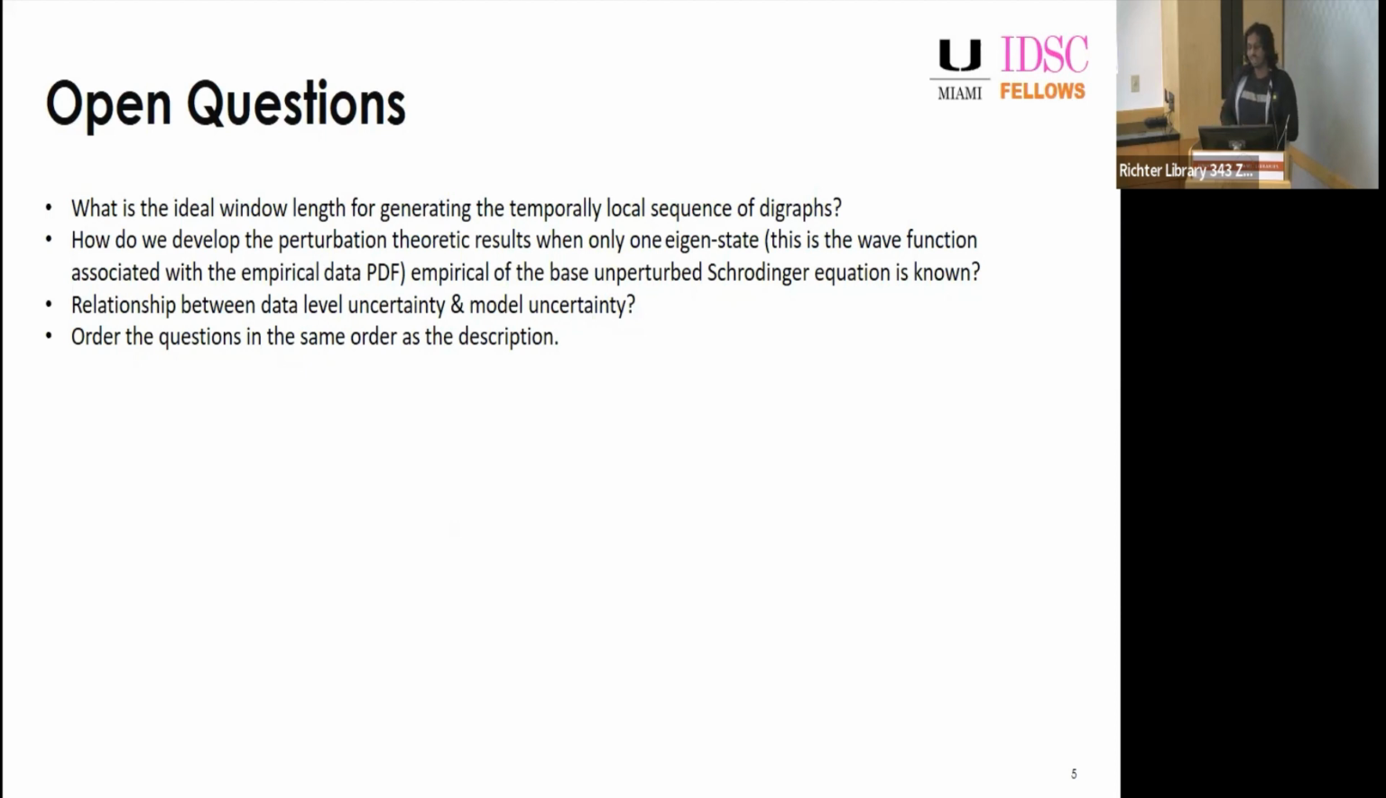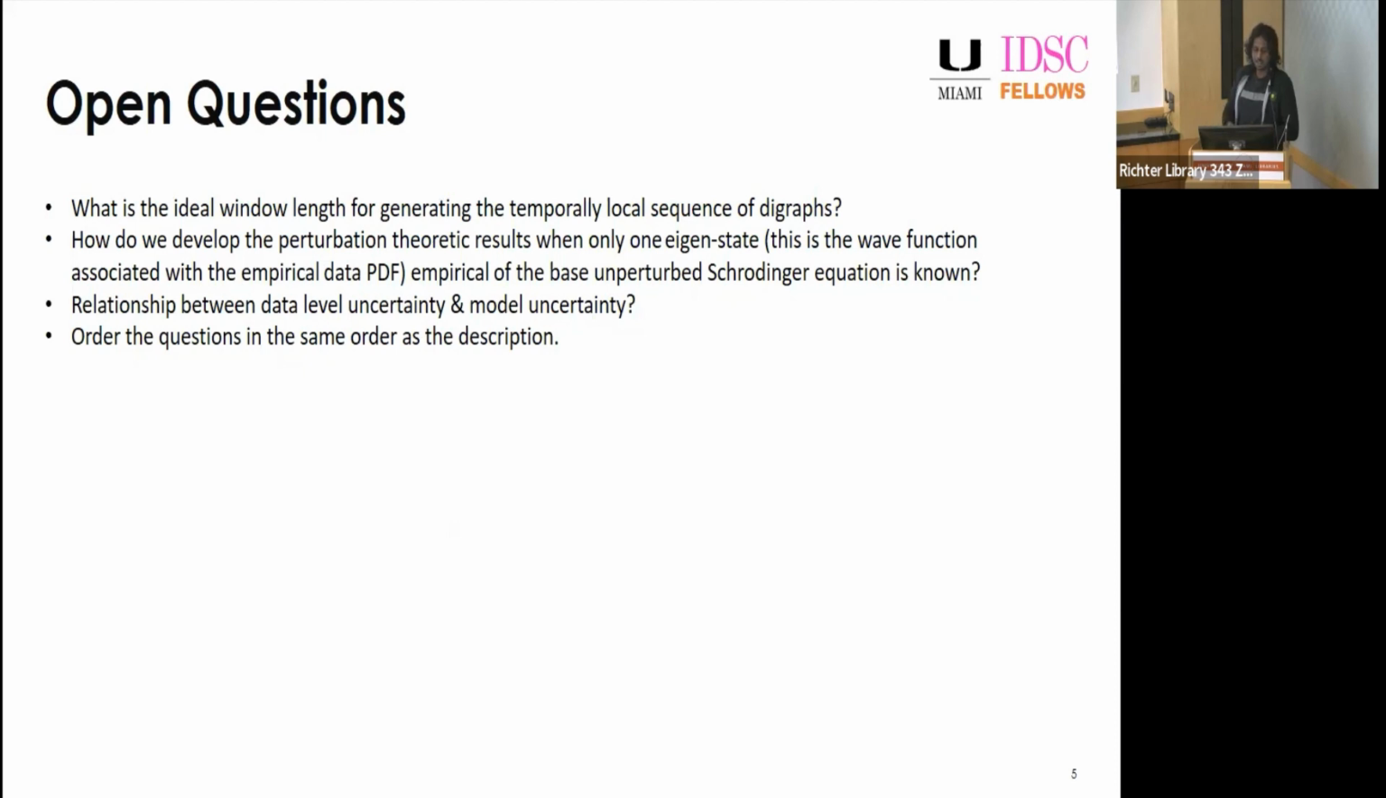The second question, which is a major question we are working on day and night these days, even when I go to sleep, all I imagine is solving this equation in my dream: how do we develop the perturbation theory results with just one eigenstate? So quantification of the uncertainty itself by solving Schrodinger's equation is the more mathematical part, if I put it in a different way.